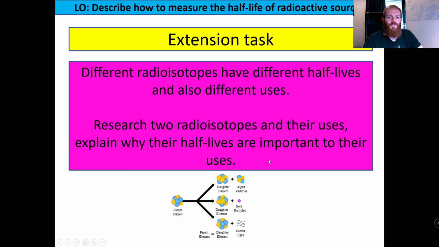Because like I said before, you could have a radioisotope with a half-life of a couple of seconds, or you could have a radioisotope with a half-life of like 4.5 billion years. I personally wouldn't want to go to a hospital and have to use a radioisotope in a medical setting that had a half-life of 4.5 billion years. That does not sound appealing to me in the slightest. I want you to research why that is. Why is it important that when we use radioisotopes, we know what their half-life is, and we make sure that we use the correct half-life and radioisotope for a particular application?